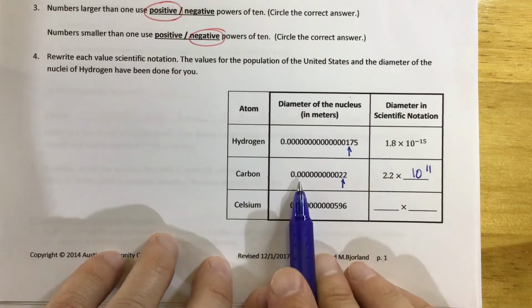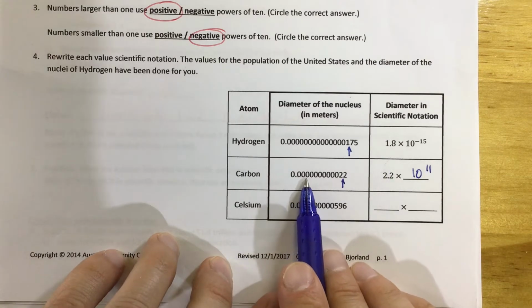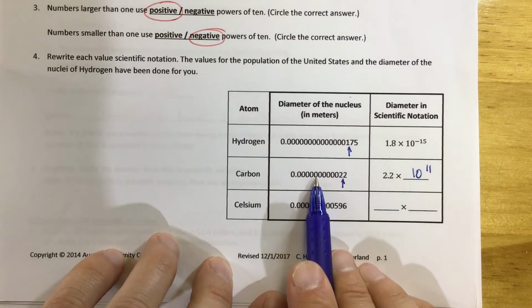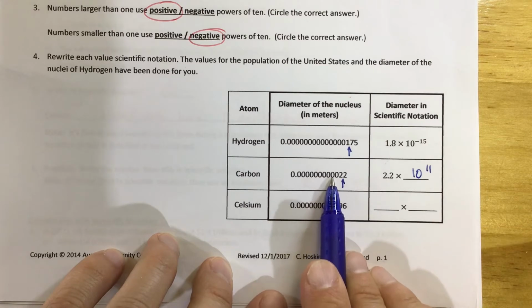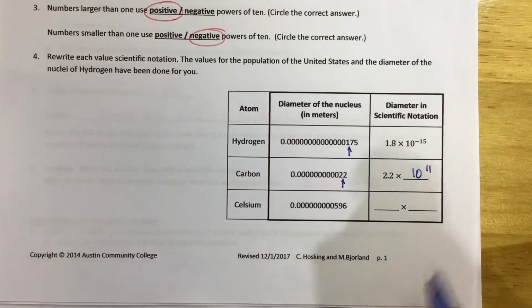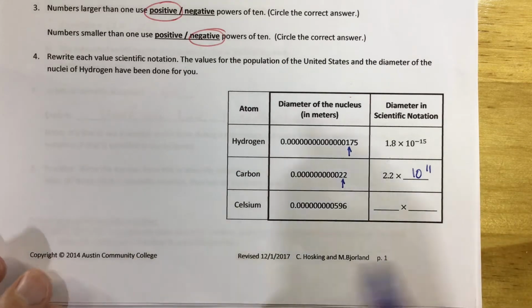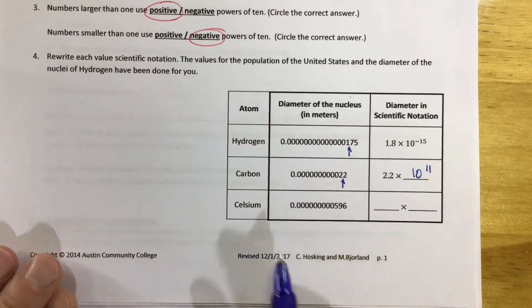Just double count those. Okay, so I got that wrong. 1, 2, 3, 4, 5, 6, 7, 8, 9, 10, 11. Okay, it's kind of hard to do with the camera above it as well, so I think I got them right. If I miscounted, obviously you could fix what I did.